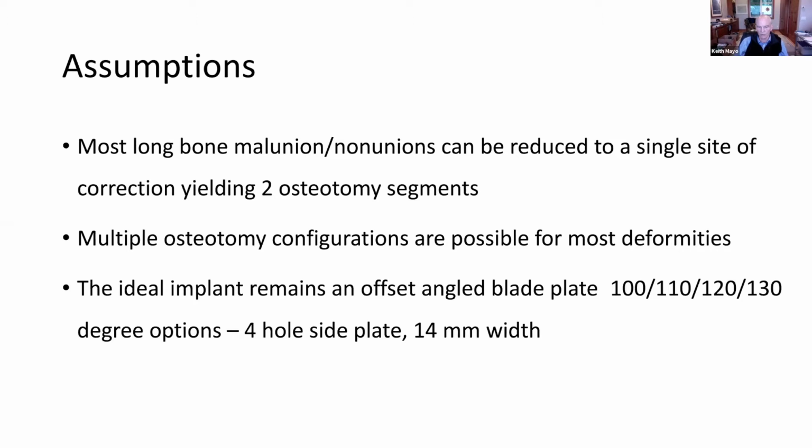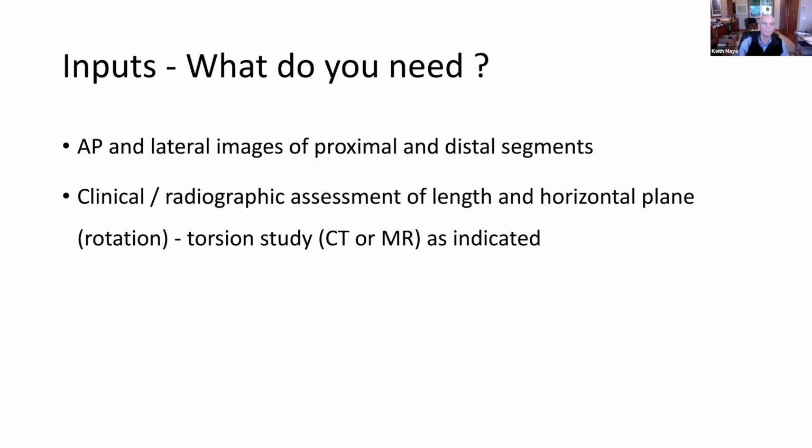So if you're planning from a frontal perspective, the first thing you do before you go to the frontal plane is to make sure your blade is going to safely fit within that corridor and hopefully follow the native version of the neck. So what do you need? You need AP and lateral views of the proximal femur and also the distal segments. And those technically should be separate x-rays.